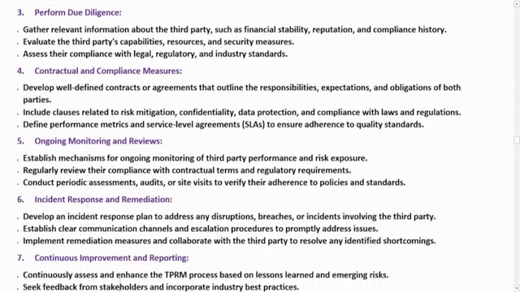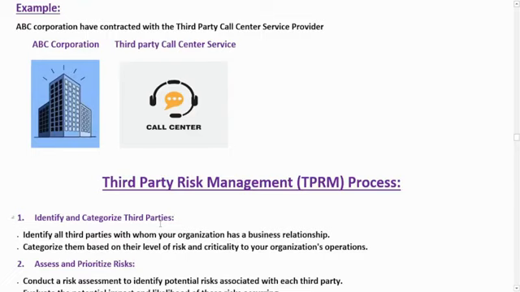At number one, we have identification and categorization of third parties. In this step, corporations need to identify all third parties with whom they have a business relationship. They have to categorize them based on their level of risk and criticality. In our example, ABC Corporation identifies its call center provider as a critical third party responsible for customer support operations. The call center provider is categorized as a high risk third party, due to the potential impact on ABC Corporation's customer experience and its brand reputation.